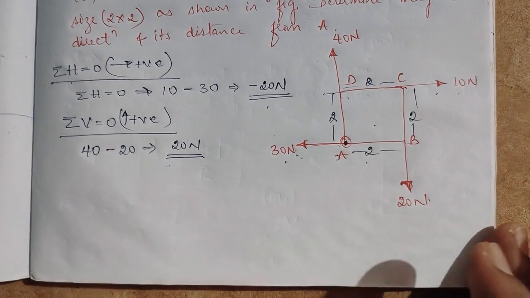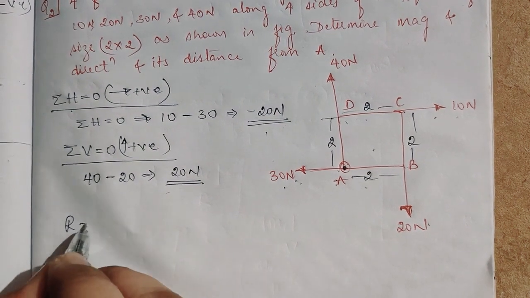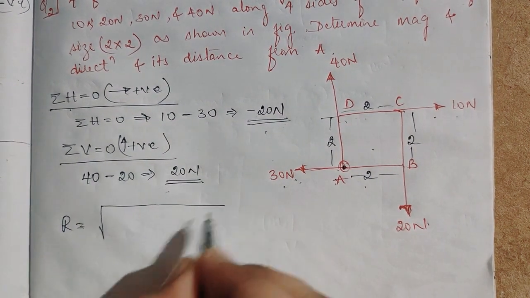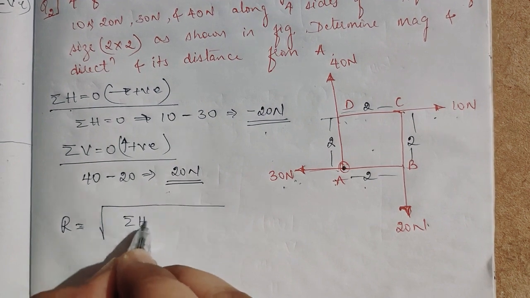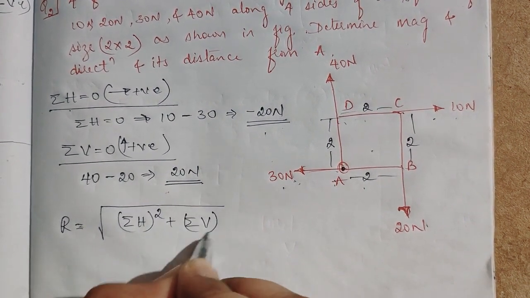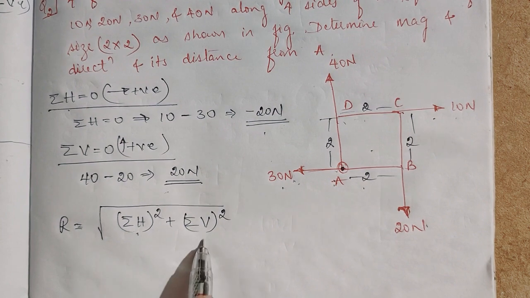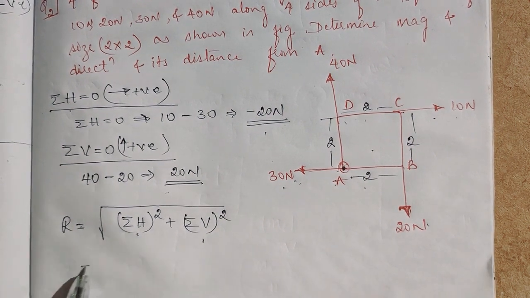Now what we have to find? We have to find the resultant. What is the formula? So the resultant is equal to the square root of summation of h squared plus summation of v squared. That is the summation of all the forces in horizontal, and the summation of all the forces in vertical. Please remember the formula.